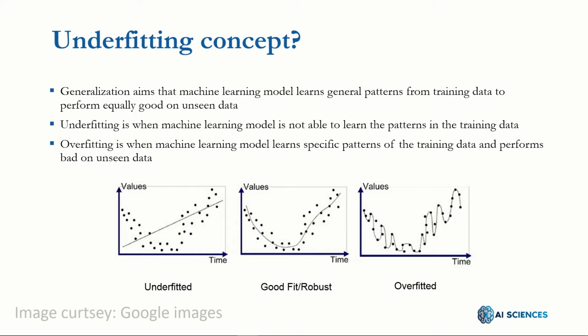But if the machine learning model is not able to learn the patterns in the training data due to some reasons, the model is known as underfitted, and the reverse case is known as overfitting, when the model learns too much about the given data but cannot perform well on new, unseen data. Let's see the figures on the slides.